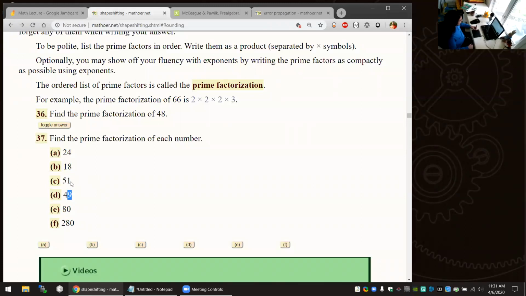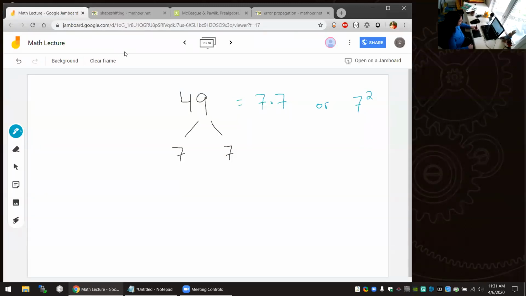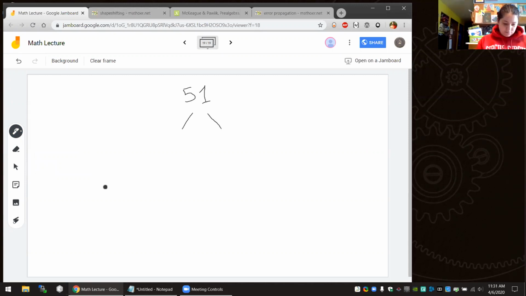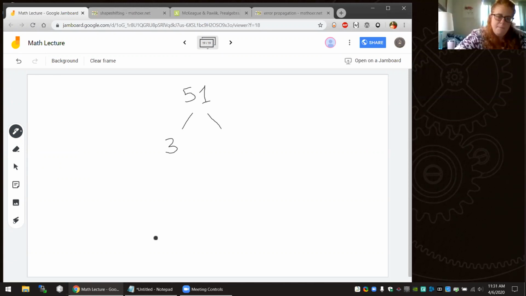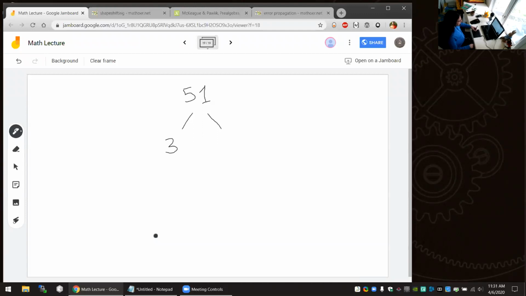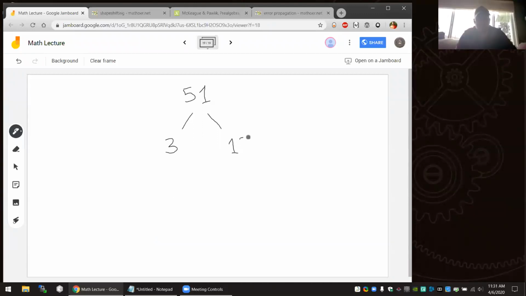Okay, 51. So if you're not used to divisibility tricks, you might wonder, is this prime or not? But I add up the digits and get to 6. So I know 3 goes into it. Calculators are okay. What else? What's the other factor? Yeah, 17. 17. So I am done. Those are now both prime.